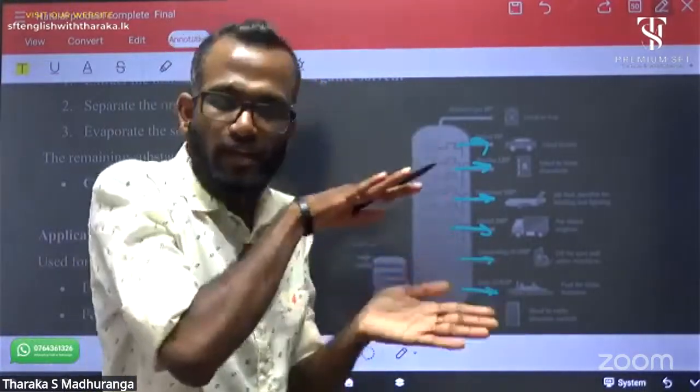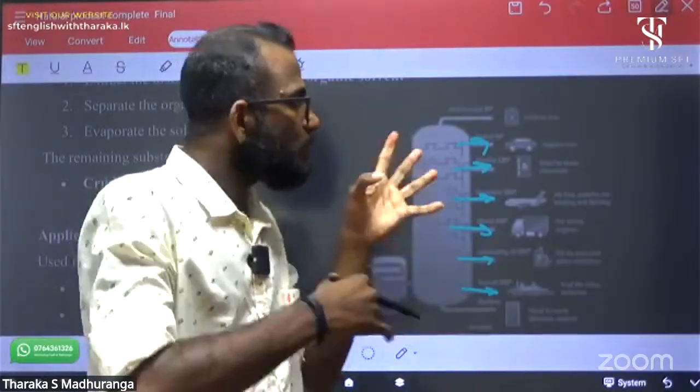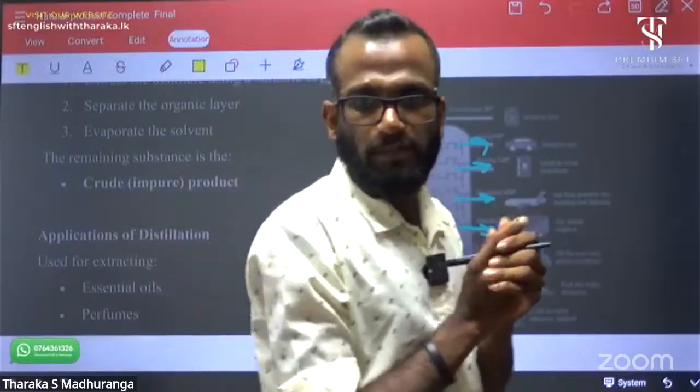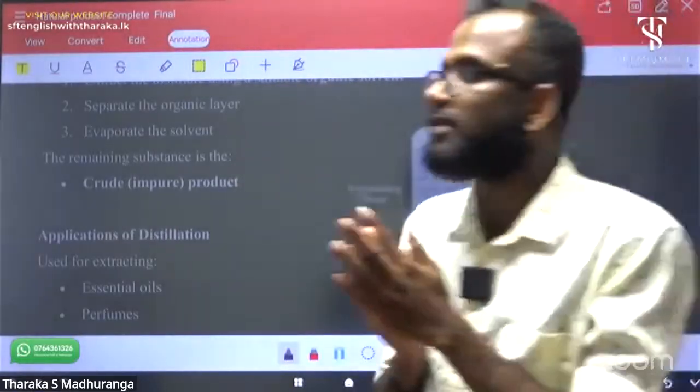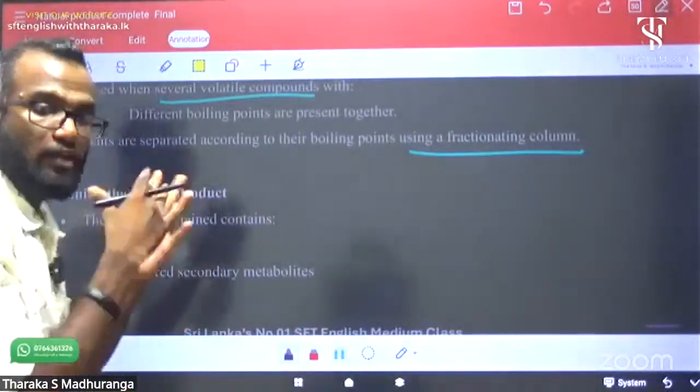Fractional distillation is very rarely used for natural product extraction. It's used for crude oil separation and purification. Okay, that's the main usage. But fractional distillation is a very expensive process.